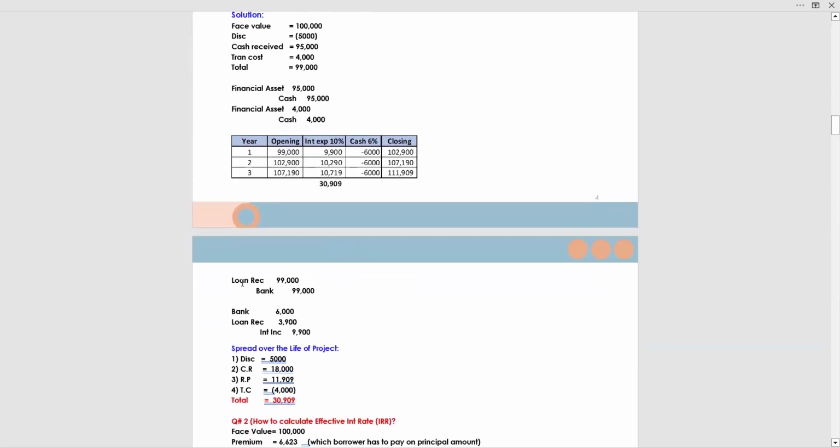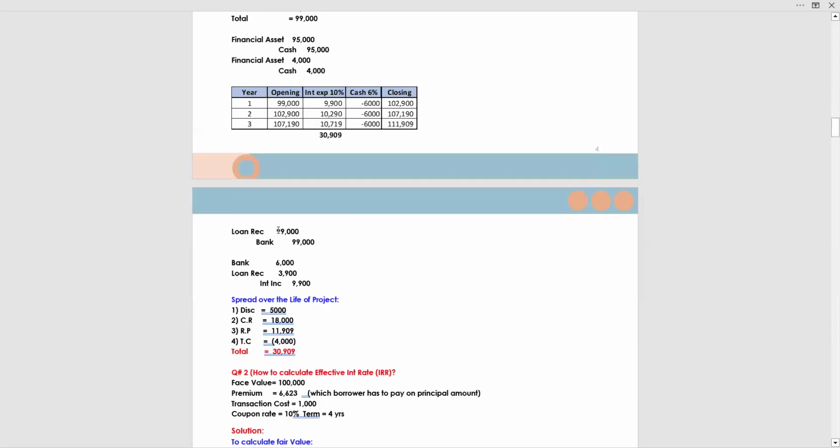Okay, let's make these entries. Loan receivable debit, bank credit, the net amount. Loan receivable debit, bank credit. Bank debit, loan receivable debit, interest income credit. Interest income credit, as you receive 9,900 interest income. This is total income. And out of this total income, you received 6,000. So you debit bank or cash by 6,000. And the difference is 3,900, meaning it is still receivable from the borrower.